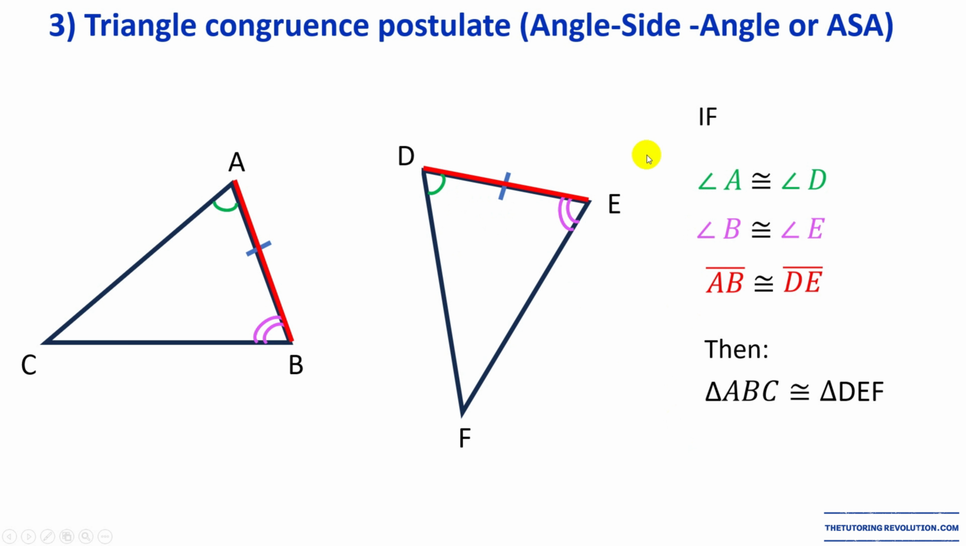Okay, so again, this is called angle side angle because we have one angle, one side, and one angle that is congruent to one angle, one side, and one angle on the other triangle. So angle side angle congruent to angle side angle. In this case, the side is in between the two congruent angles.